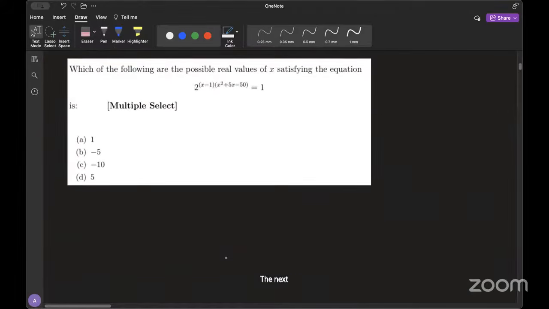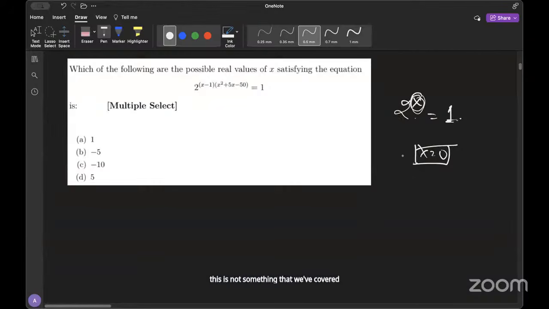The next one is this. When you have something like this, 2 to the power of a variable, and we say that this is 1, then this exponent should be 0. This is not something that we've covered in the first 3 or 4 weeks. We can equate the exponent to 0 and solve that. It will be 1, 5, and minus 10. We can do option A, C, and D.